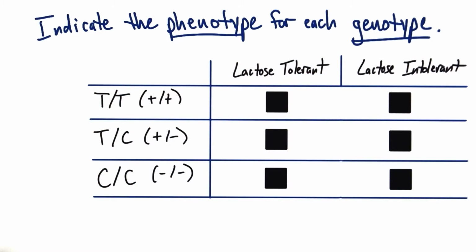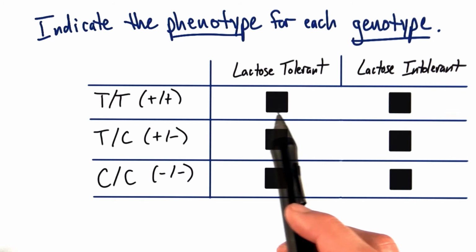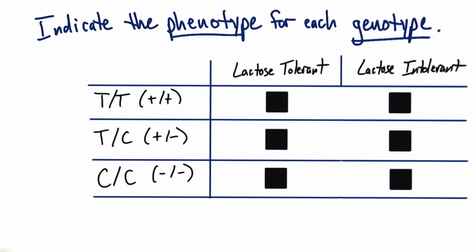Now think about all the genotypes and phenotypes surrounding the trait of lactase persistence. I want you to match each genotype to the expected phenotype here. So for each genotype that you see, select whether or not you think it'll be lactose tolerant or lactose intolerant.